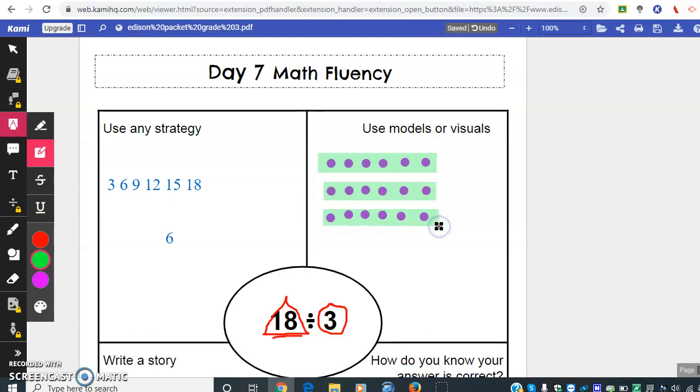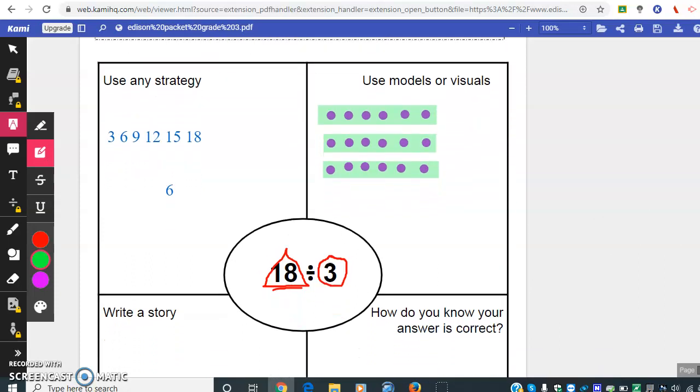Okay, so I've got 18 purple circles, and I divided my 18 purple circles into 3 groups. Each group has the same number of purple circles in it. The question is, how many are in each group? So 1, 2, 3, 4, 5, 6. I've got 6 purple dots in each group. All right, so that's how I set that up using a model.